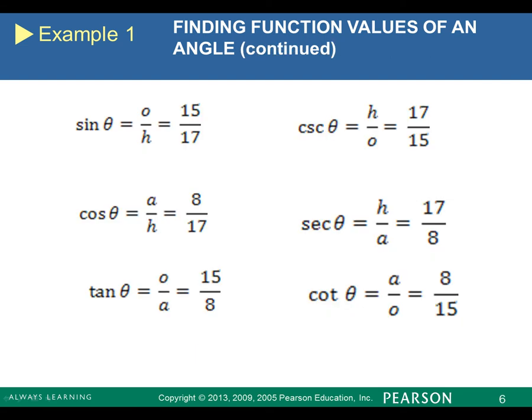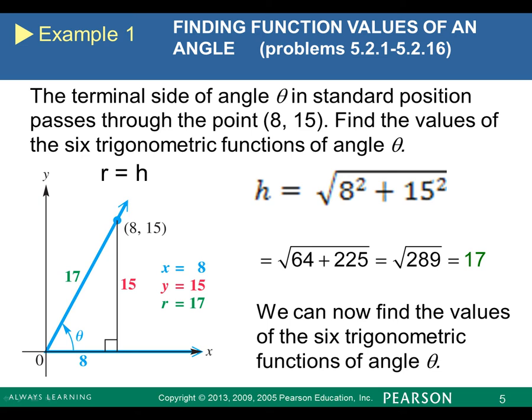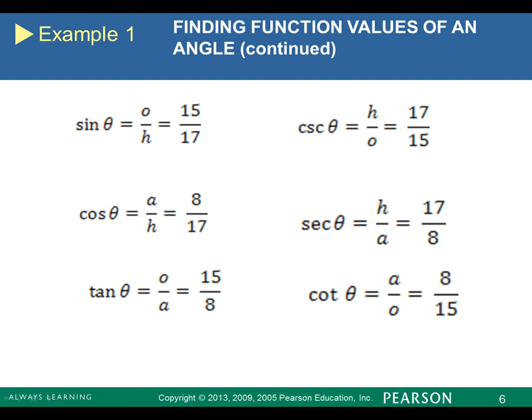So from here we can find our 6 trigonometric values. We said sine was 15 over 17. Cosecant is 17 over 15. Cosine we said was 8 over 17. Secant 17 over 8. Tangent is opposite over adjacent, so that's 15 over 8. Cotangent, you just apply the reciprocal, 8 over 15. All right, and so that's pretty straightforward there. All right, questions with that?